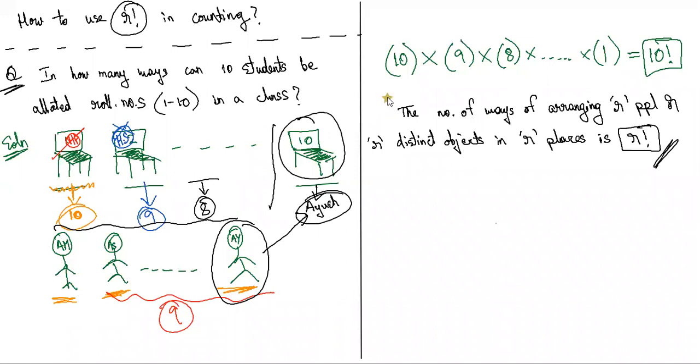Sir, it should be our distinct objects and our places. It should be equal. Then only r factorial. When it is equal, you can use this formula. If it is not equal, then we have another way. Okay. I don't think we'll be discussing it today. But isn't this very exciting? Do all of you feel very excited just learning this? Doesn't it feel very awesome?